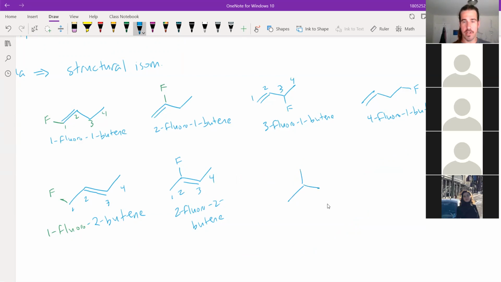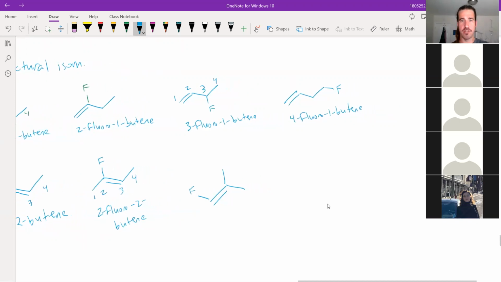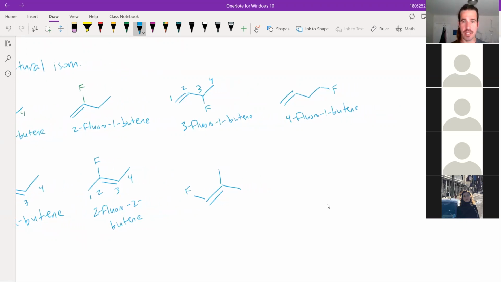Now we have one or a couple where we can put the double bond here with a branch, and then you can put the fluorine here. I won't really name these because I think they're in the solutions manual. You can look at them there and practice on your own. But those would be two different structural isomers where you have a methyl propene and you can put the fluorine in different places, right?